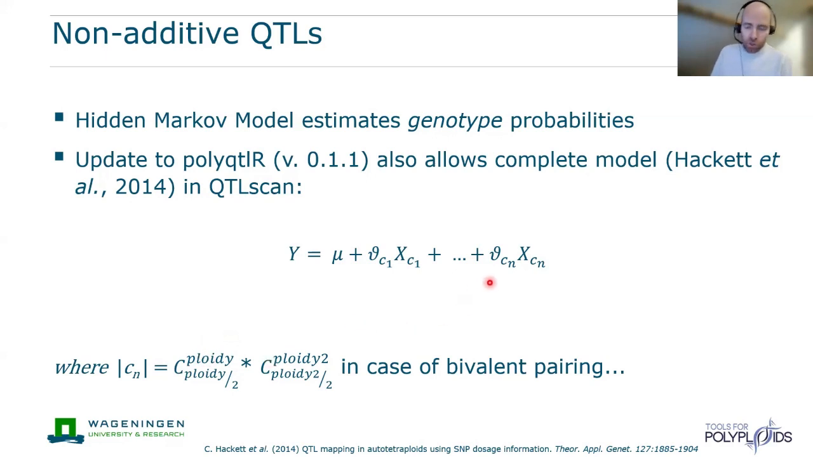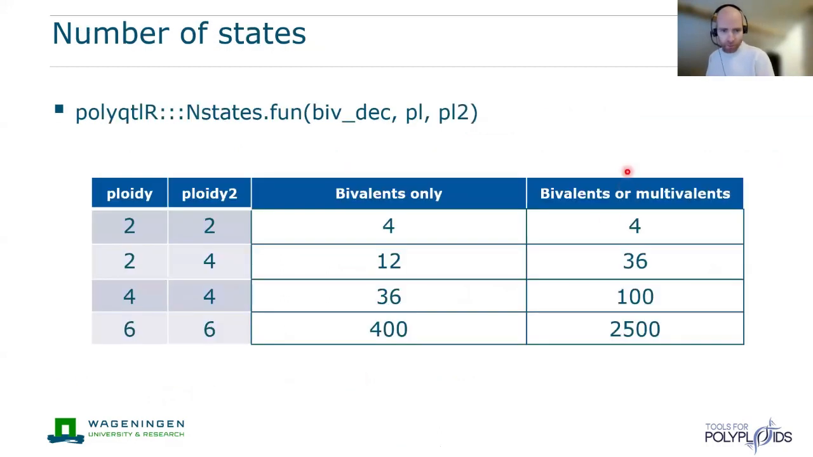The issue, I would say, with this approach is that it starts to become a very large model, particularly at higher ploid levels. So the number of possible combinations that you start to get, particularly if you allow for multivalence, becomes very large. At the triploid level, which is what we're going to be looking at today, for the bivalence only model, there will be 12 regressors in that model, allowing for multivalence that increases up to 36.